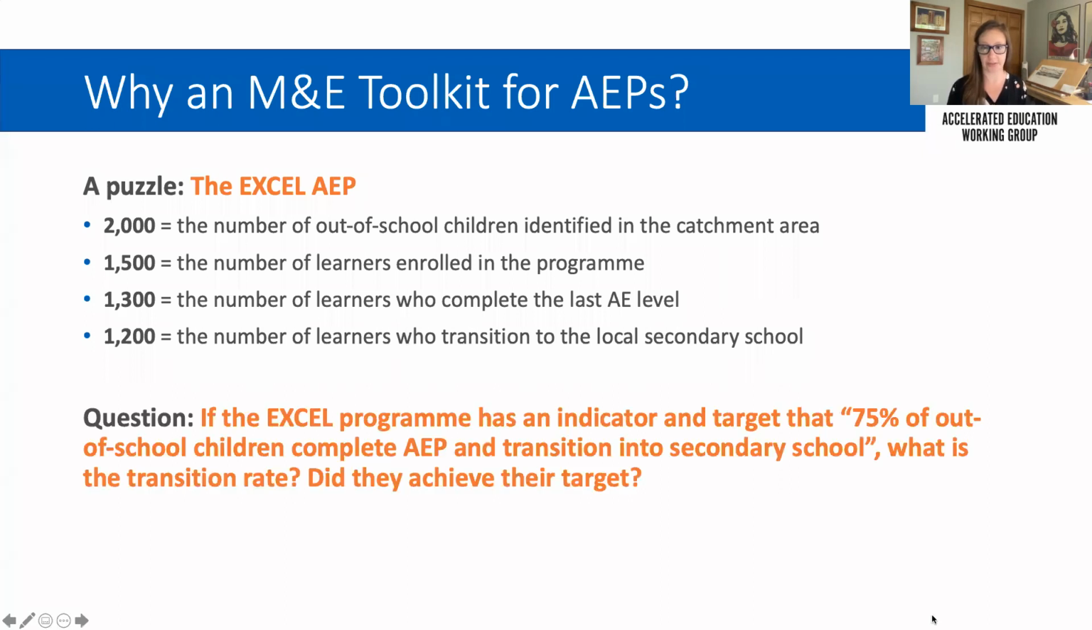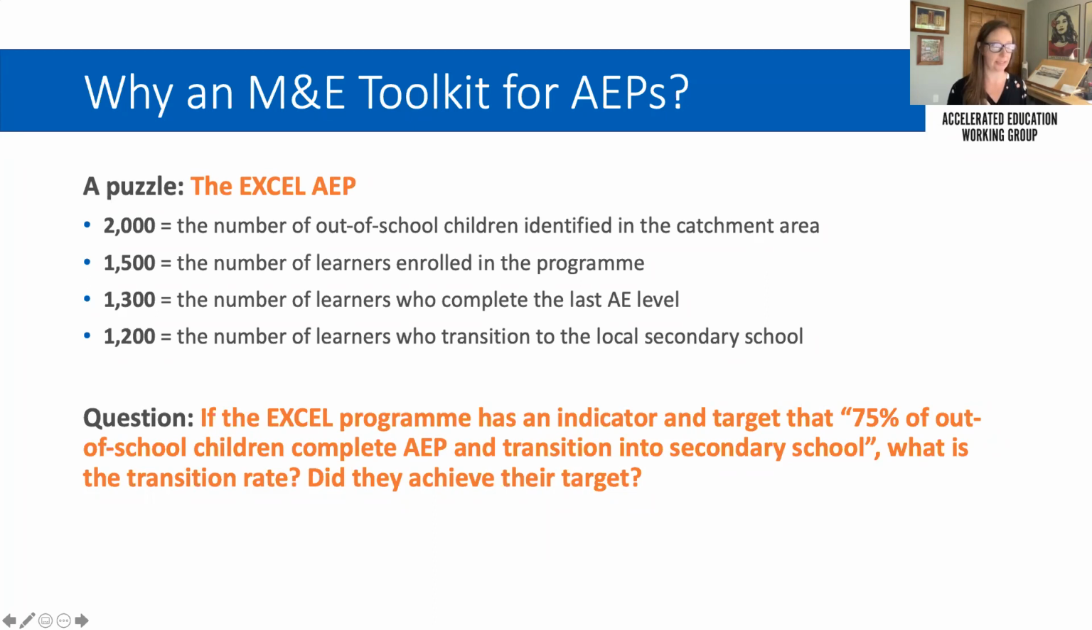To do that, I want to do a little bit of monitoring and evaluation. If the Excel program has an indicator and a target that 75% of out-of-school children complete the AEP and transition into secondary school, what do you think is the transition rate? And do you think they achieve their target?